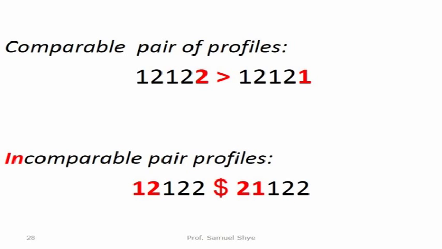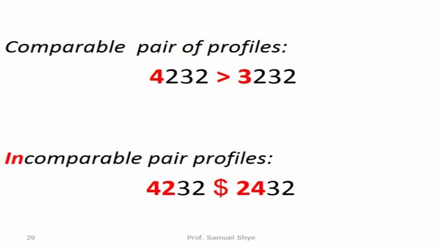However, 1, 2, 1, 2, 2 and 2, 1, 1, 2, 2 are incomparable. In the first two variables, the one profile is greater than the other, but the other profile is greater than the first. And so I have another example. 4232 is greater than 3232, but 4232 is incomparable to 2432.